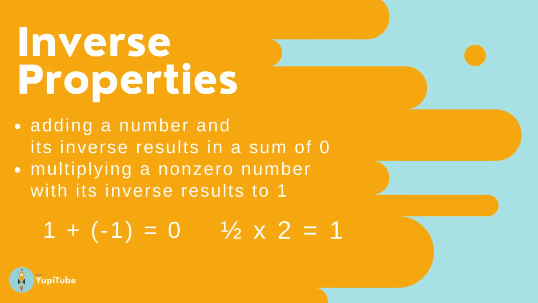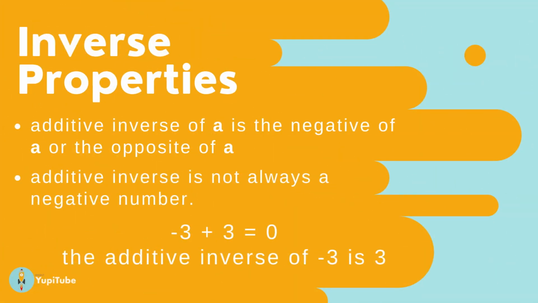5. Inverse properties. It states that adding a number and its inverse results in a sum of 0, and for multiplication, multiplying a non-zero number with its inverse results in 1. The additive inverse of A is often called the negative of A or the opposite of A. The use of such terms can be dangerous because they suggest that the additive inverse is a negative number, which may not be the case.